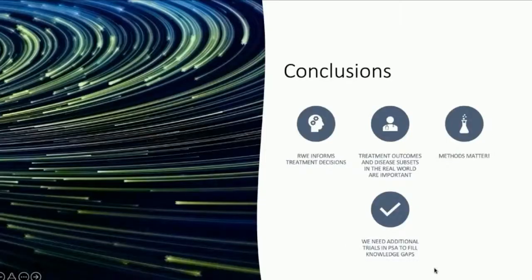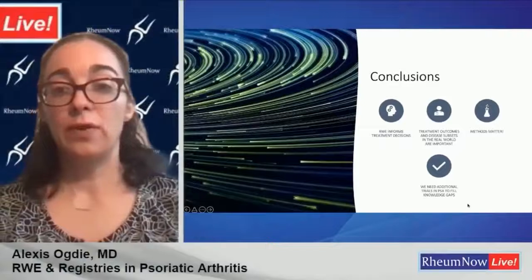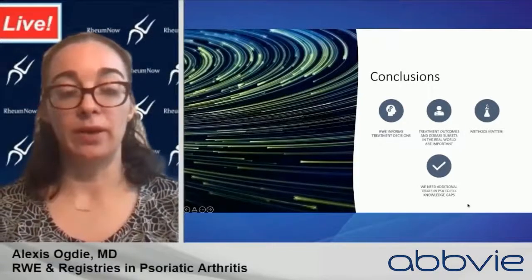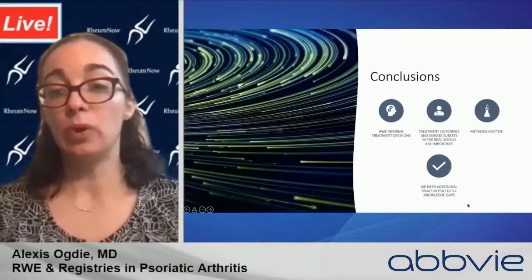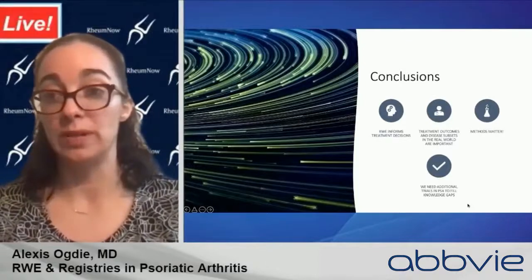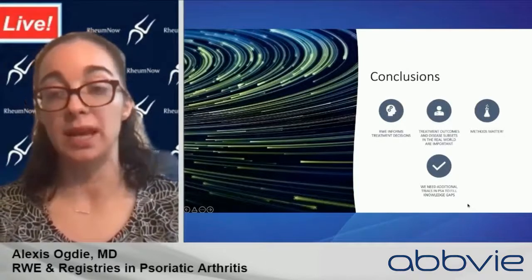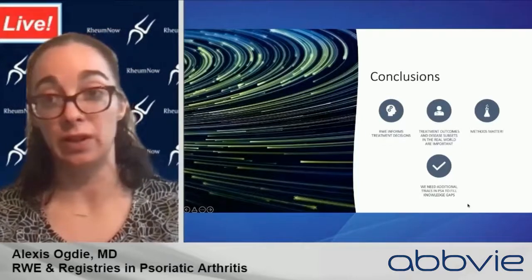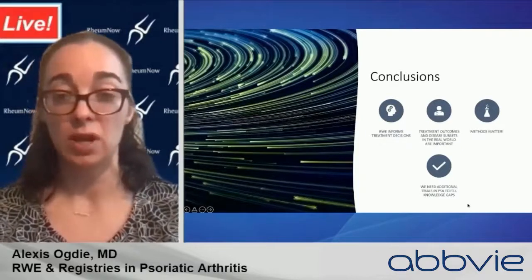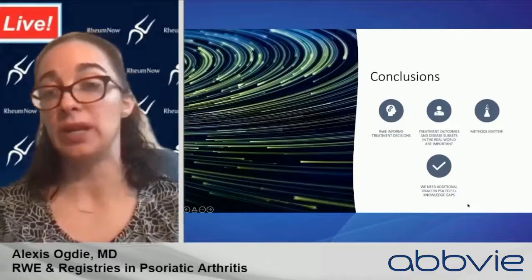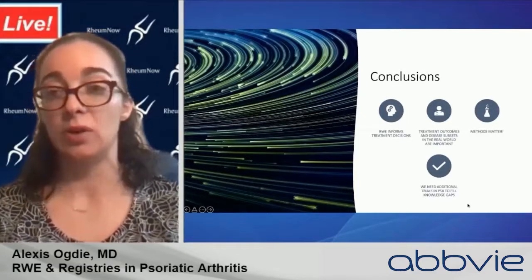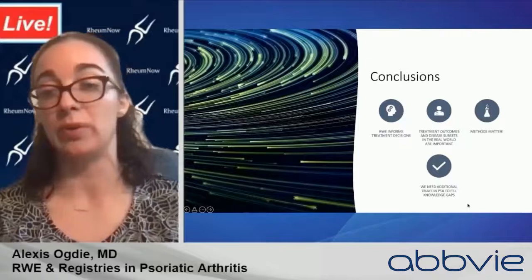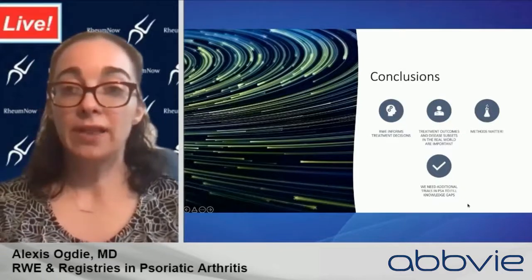All right, so we've talked through a bunch of different real-world data set options and some examples of real-world evidence that you can get from those data sets. So a few different things to think about as we wrap this up. One is that real-world evidence is really important for informing treatment decisions. This is because treatment outcomes and disease subsets in the real world are different than they are in our standard phase 3 clinical trials. So we need more of this. In fact, we need additional pragmatic trials in order to better understand how to use our available therapies in the real world. And finally, the methods matter.